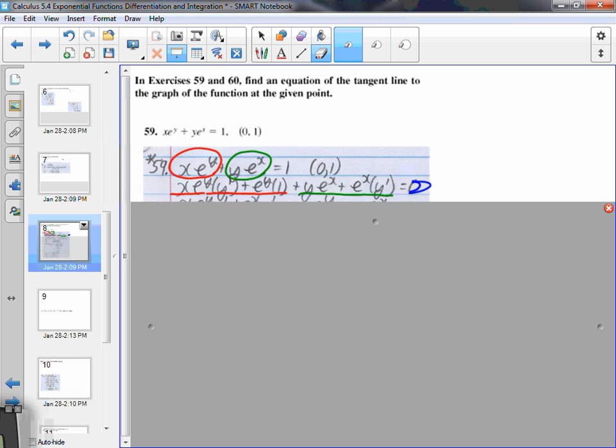Equals, and then don't forget to take the derivative of 1. Turn that into a 0. Don't leave it as a 1. It's going to mess up your solving it. So derivative of 1 is 0.